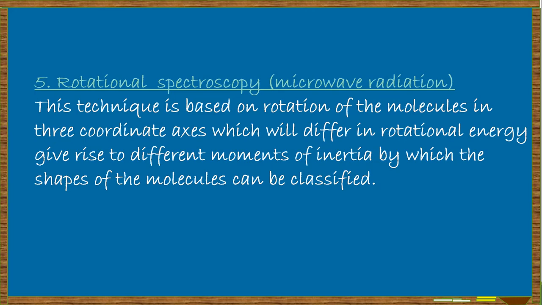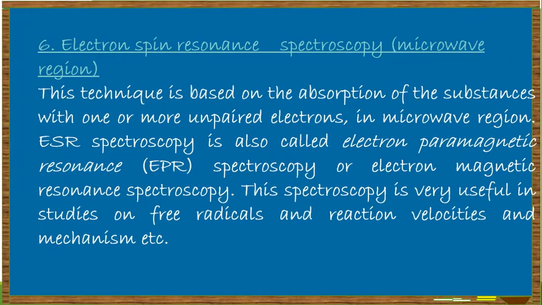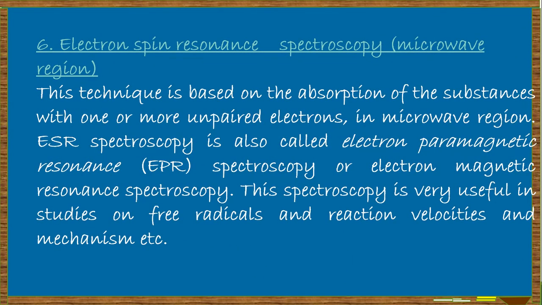This is also a very useful technology. The next one is electron spin resonance spectroscopy. Here also the same microwave region is used, and sometimes the far infrared spectrum region is also used. This is known as ESR spectroscopy, electron spin resonance spectroscopy.